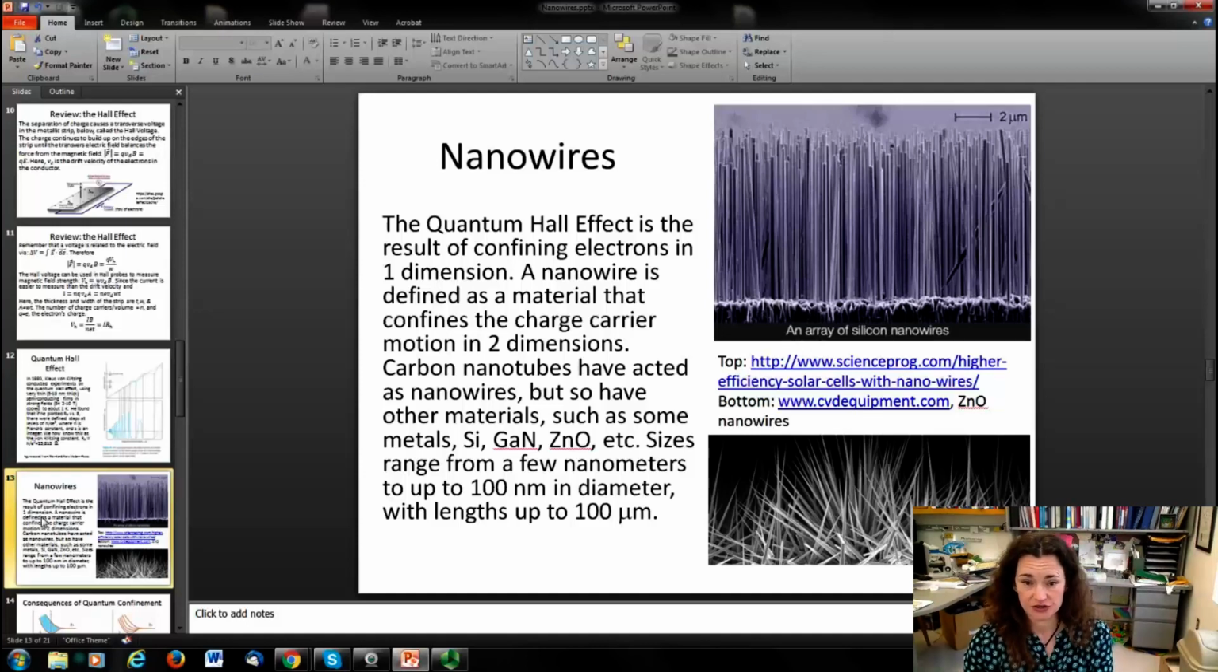There's other materials, like silicon, gallium nitride, zinc oxide. They've grown nanowires out of a lot of different materials using chemical vapor deposition, also metals, lots of different materials, and the sizes can range from a few nanometers to up to about 100 nanometers in diameter, with lengths up to about 100 micrometers long. So here's some images of some zinc oxide nanowires down here at the bottom, and some silicon nanowires up here at the top. So you can see it's not just carbon nanotubes that we're talking about here.